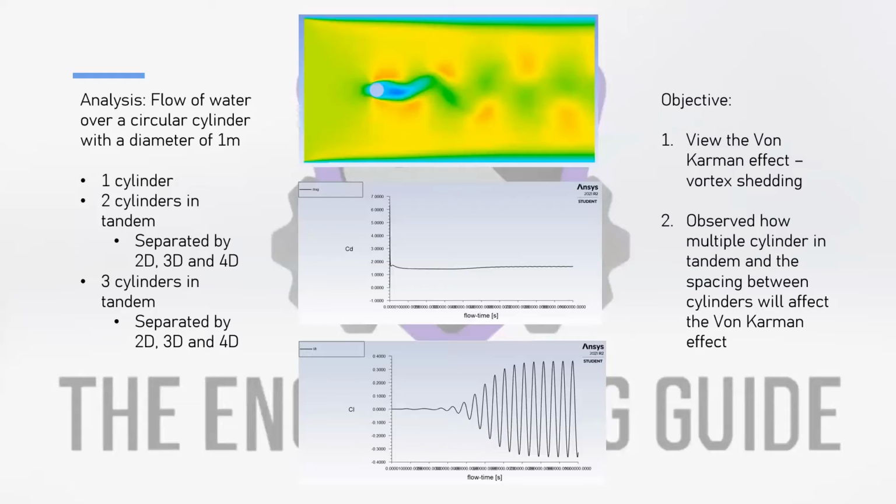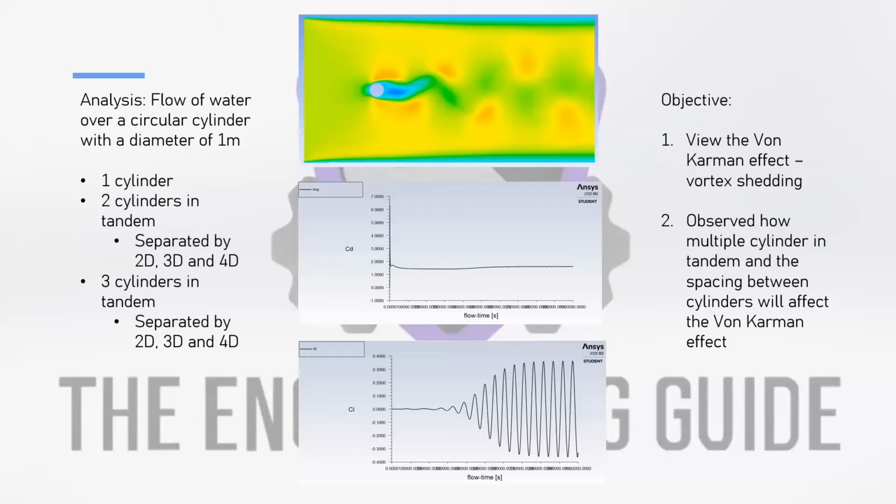And we'll go ahead and do this simulation again for 3 cylinders in tandem, again separating them by 2D, 3D, and 4D. And the objective of doing all of these simulations is to see the von Karman effect and the vortex shedding of the flow as it passes by the cylinder, and to observe how multiple cylinders in tandem, as well as their spacing, is going to change how the von Karman effect is going to look like.